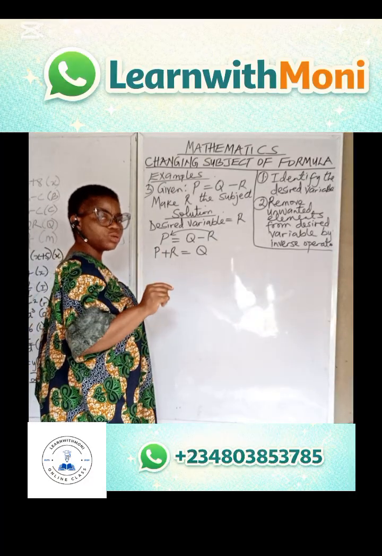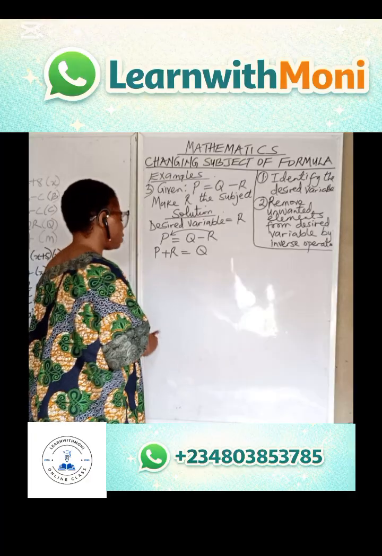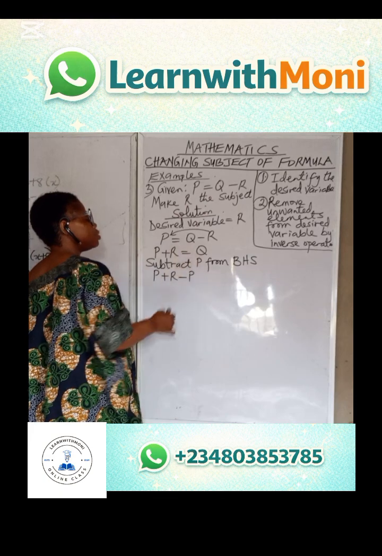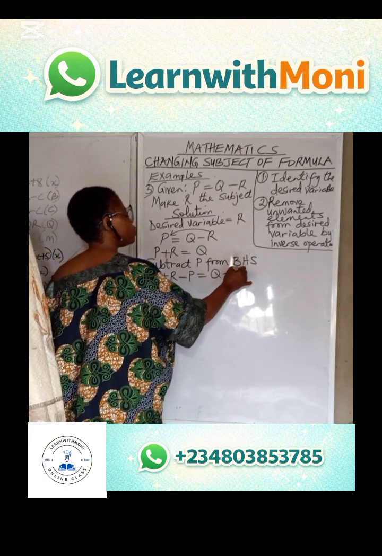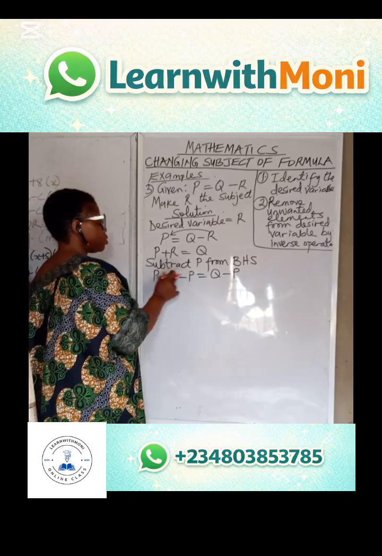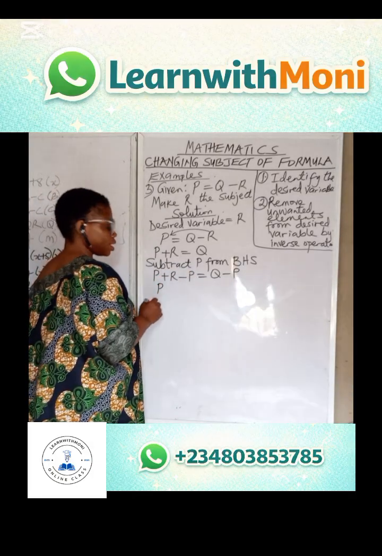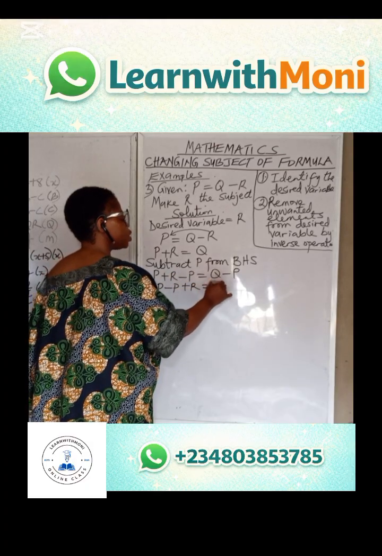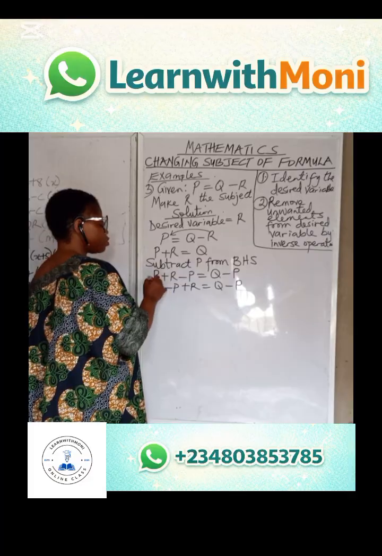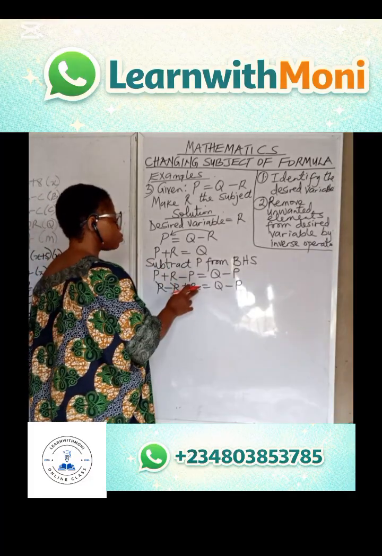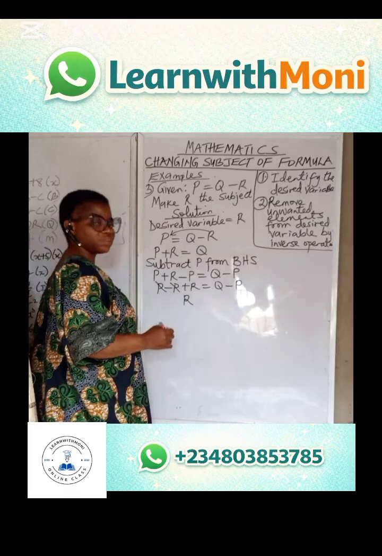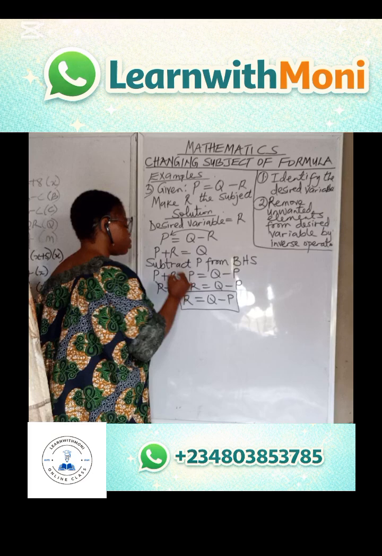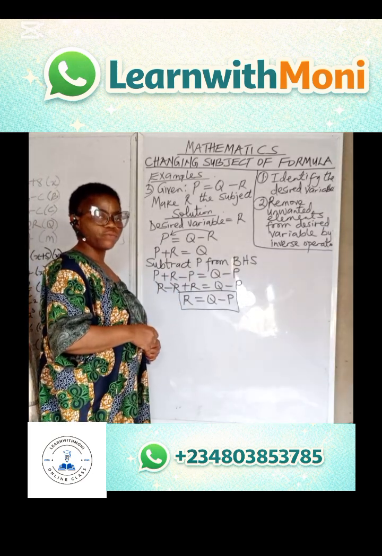So I will do negative P to both hand sides so that I have P plus R minus P equals Q minus P. This is P minus P. Let's rearrange this so that you can see it clearly. P minus P plus R equals Q minus P. P minus P cancels out. It equals 0. So on my left hand side, I am left with positive R, which equals Q minus P. And with that, we have made R the subject of the formula.